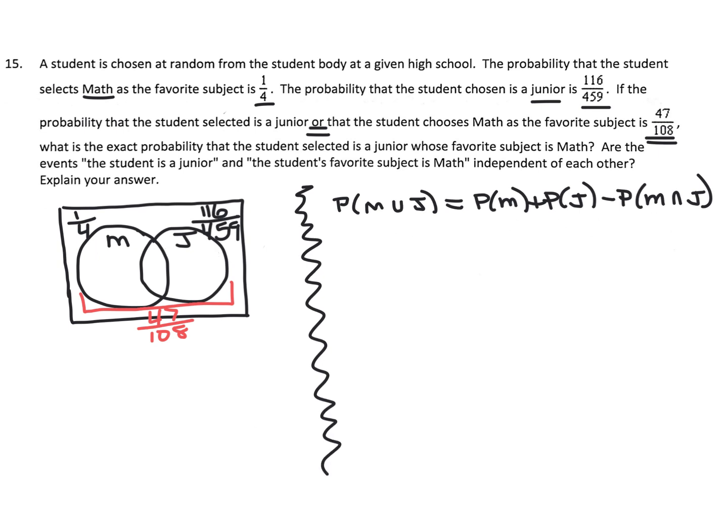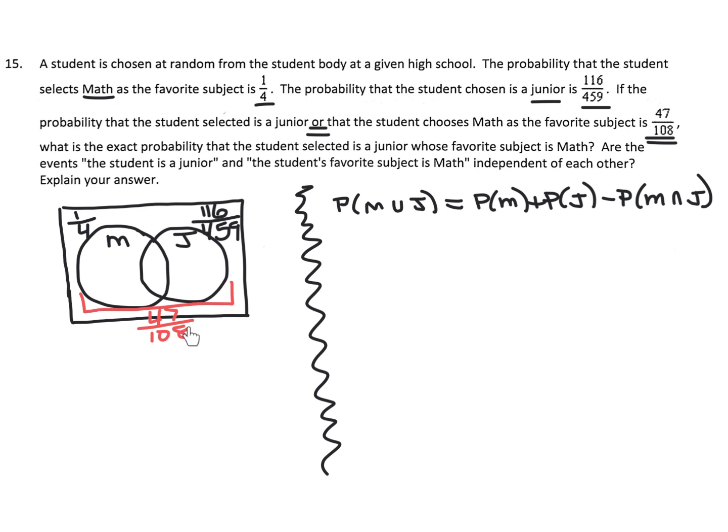Now, they told us the probability a student prefers math is 1/4, so I put that on top of the math circle. The probability that a student is a junior is 1/16 over 459. And the probability of the or, right, that they're a junior or choose math is 47 over 108. So we know the or means the sum of these three circle numbers.